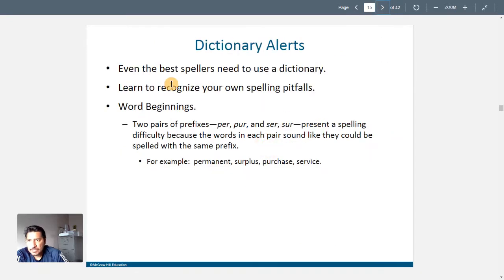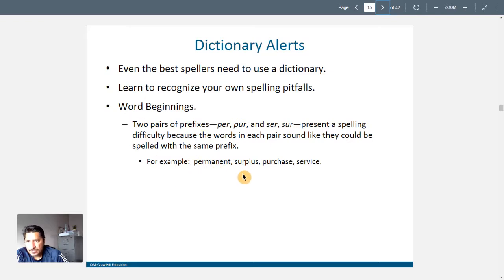Dictionary alerts: even the best spellers need to use a dictionary. See, this is quite common. So nobody can say that I know all of the spelling. So always use a dictionary. Now, in today's time, you have spell check, you have Google, you can write down, and then the correct words would pop up. Words beginning with two pairs of prefixes.